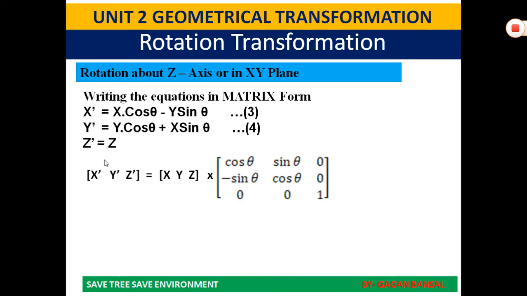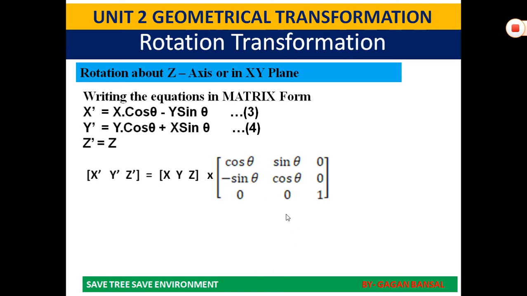So it becomes x dash equals x cos theta minus y sin theta, which is our equation. Similarly, for the second component, we go with the row into the second column, that is x sin theta, y cos theta plus z into 0, and z dash is equal to this into the third row, that is x into 0, y into 0, z into 1, that is z dash equals z.